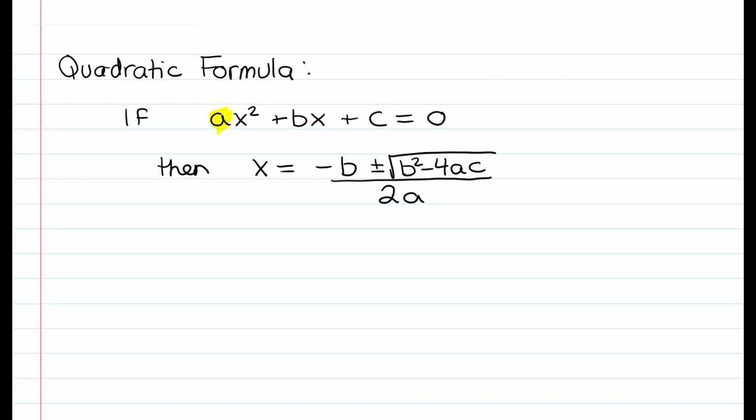Notice a is the coefficient of the x squared term, b is the coefficient of the x term, and c is the constant term. So, if we look at the formula, we have x is equal to negative b plus or minus the square root of b squared minus 4 times a times c. And on the denominator, we have 2 times a.